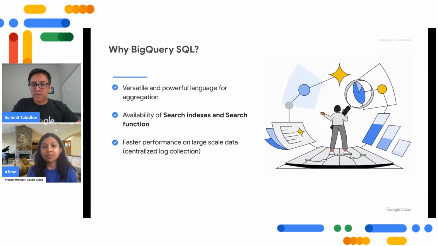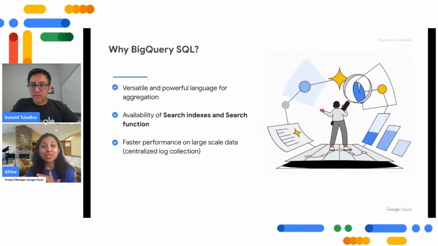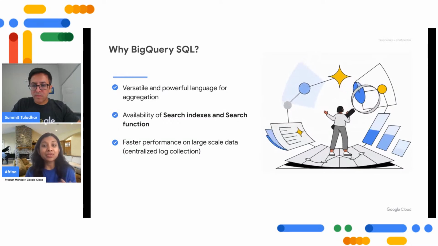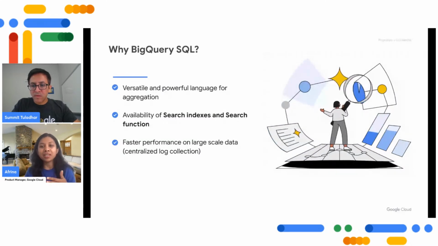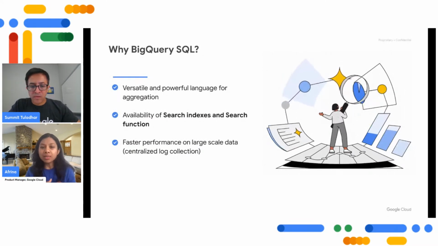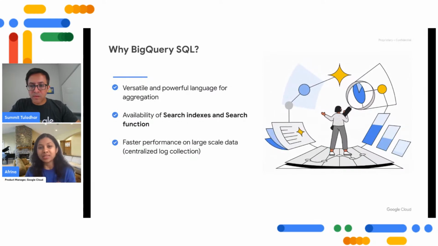Now, let's understand why SQL, right? Number one is SQL is a very versatile and powerful language. BigQuery search indexes lets you use Google SQL to easily find unique data elements that are buried in unstructured text and semi-structured JSON data without having to know the table schema in advance.